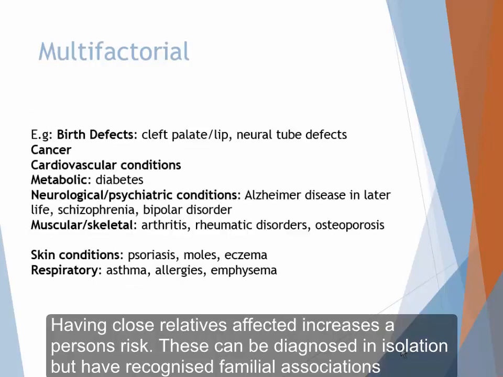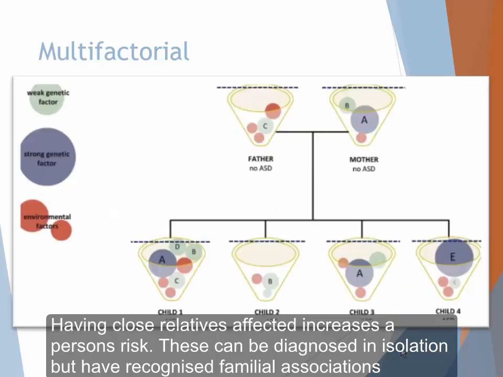Then we've got the multifactorial, which was that big chunk of conditions that cause birth defects, 20 to 25%. And they're things like cleft lip and palate, neural tube defects, or as we're getting older, things like the increased risk for cancer or cardiovascular, metabolic things like diabetes, and then all your neurological things like schizophrenia, Alzheimer's, things like that as well. That's just a nice little comprehensive list.